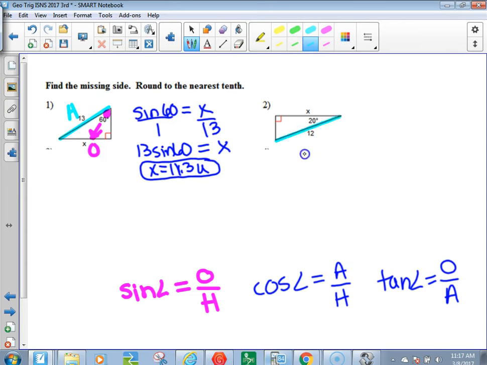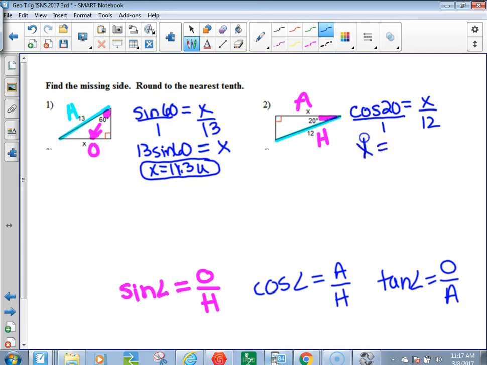All right, here's the hypotenuse. It's across from the 90. Then go to the angle that you're given, which is the 20, and say, what is X? It's right next to it, so it's called adjacent. So we got adjacent and hypotenuse. That's the cosine. Setup is cosine of 20 equals X, adjacent leg, over hypotenuse 12. So X is 12 times the cosine of 20.